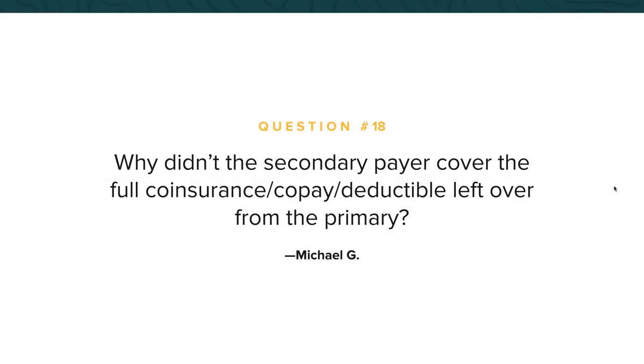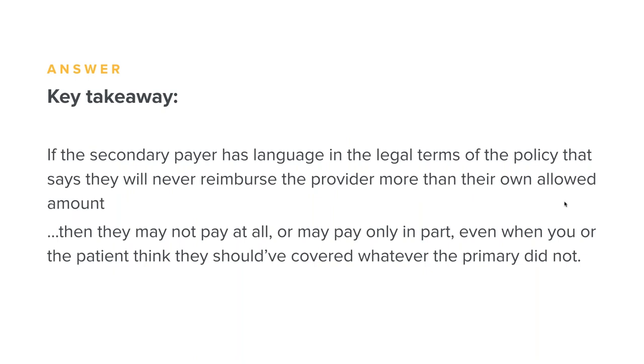All right, so our next question is, why didn't the secondary payer cover the full coinsurance, copay, or deductible left over from the primary? So this is pretty much just a summary question of what we've already talked about. So here's the slide that's the key takeaway, which is that if the secondary payer has language in their legal terms of the policy that states they're never going to reimburse the provider more than their own allowed amount, then they may not pay at all or may pay only in part, even when you and or the patient think they should have. Unless, again, the patient has met their out-of-pocket, then that might change the scenario.